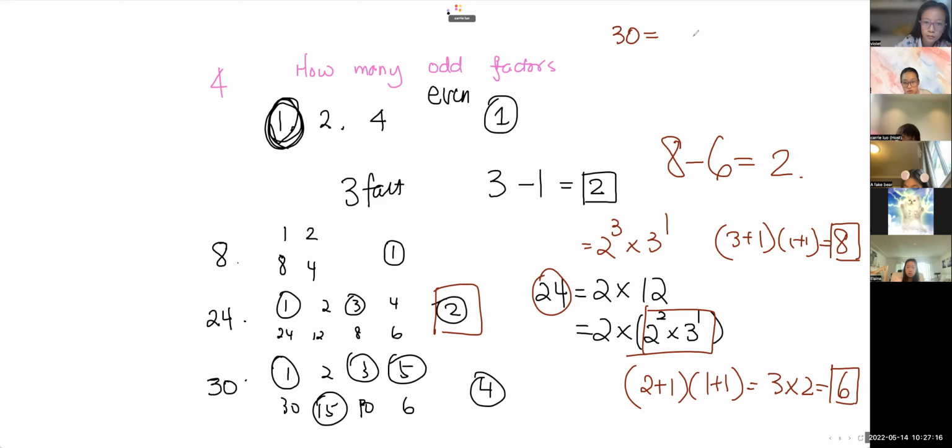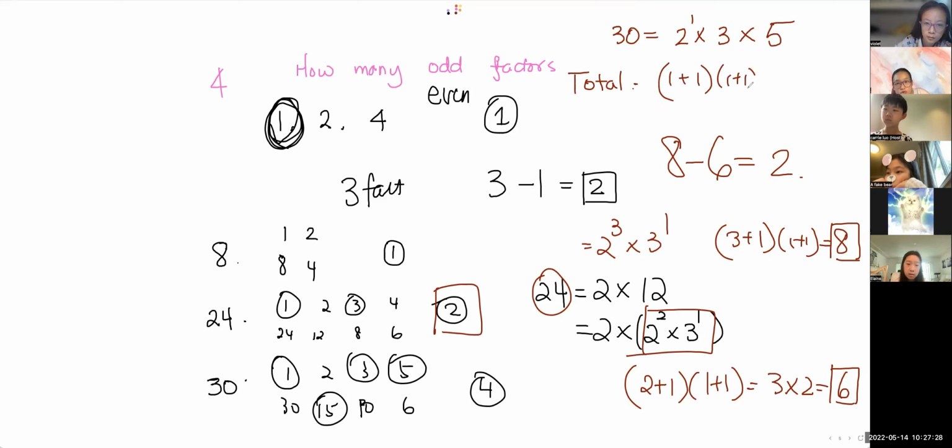Okay, so let's see 30. So 30 equals 2 times 3 times 5. So we know the total number of factors 30 has is (1 plus 1) times (1 plus 1) times (1 plus 1), which equals 8. So how many even factors does it have?